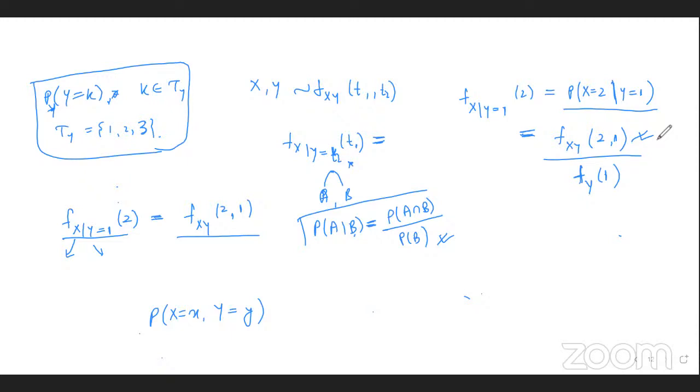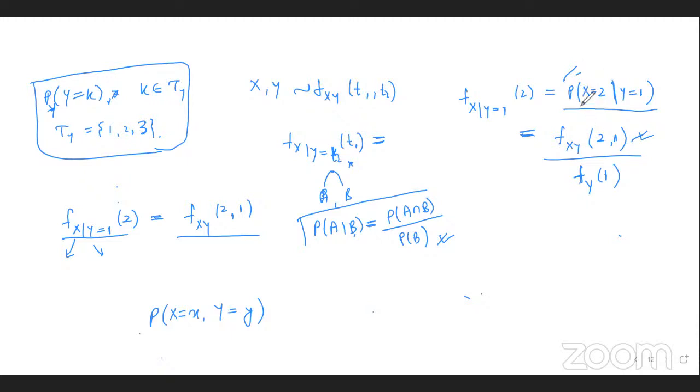Actually, ma'am, I joined late, so please explain it again. See, what is f(x given y equals 1) of 2? This is the probability that x equals 2 given y equals 1. This is a conditional. And what is the formula? This is joint by marginal, right?